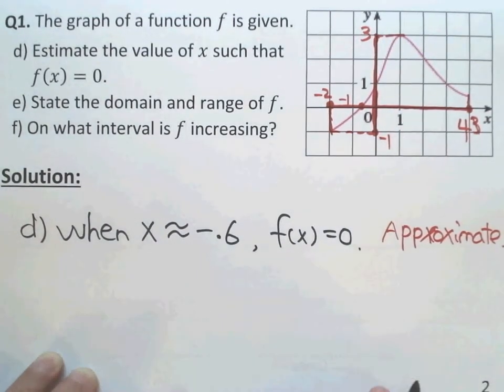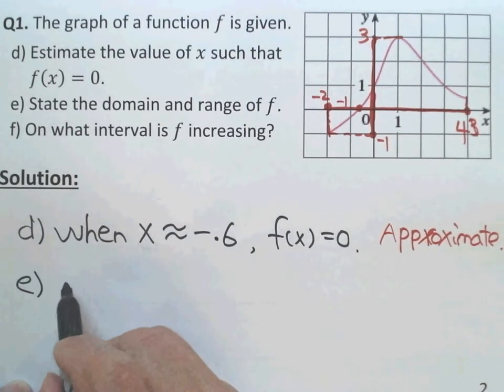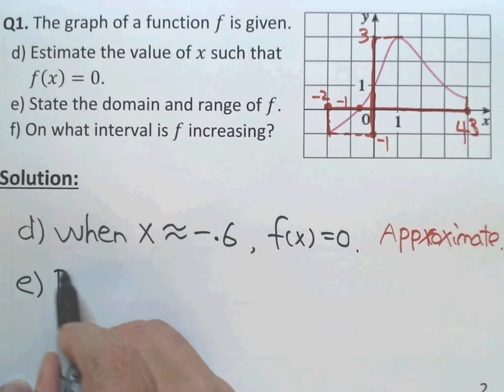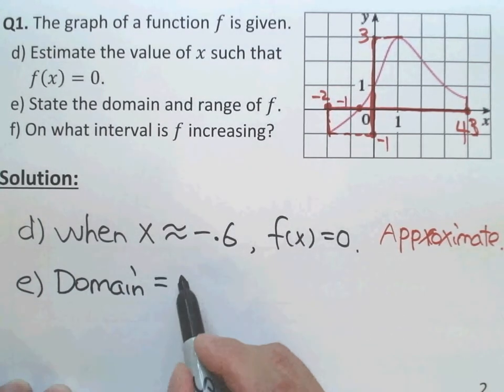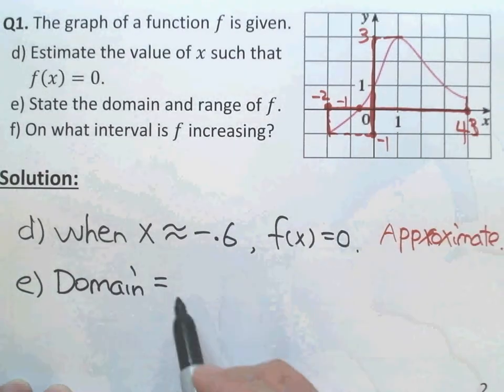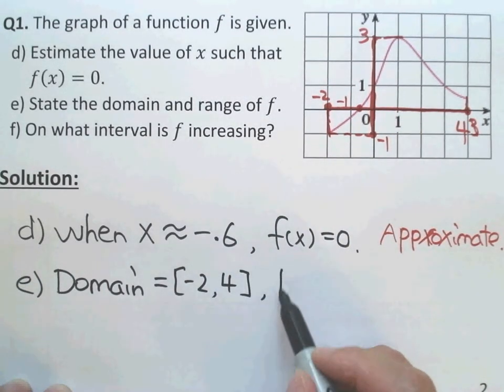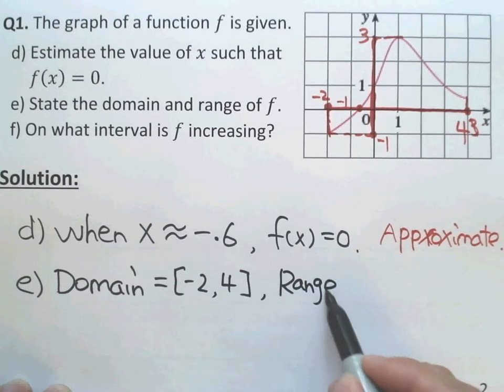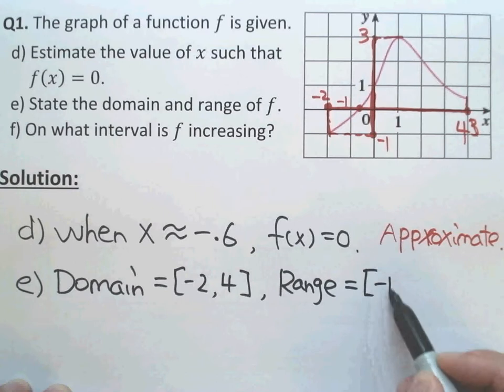Okay, so I put the result here. The domain is -2 to 4. The range is -1 to 3.